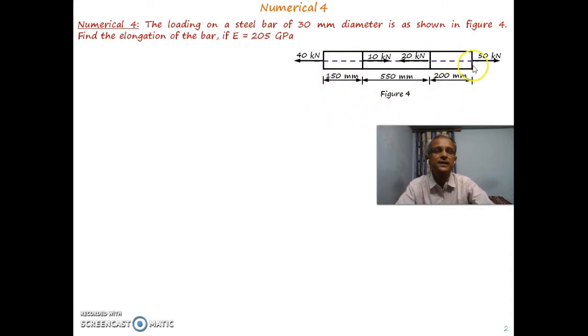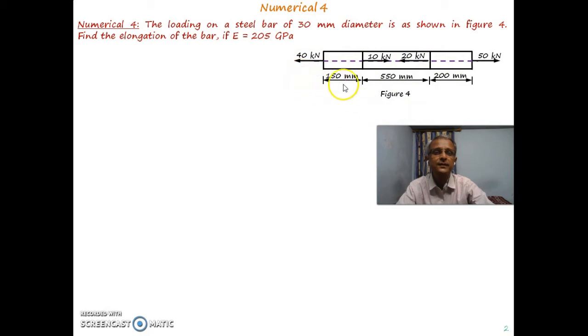What is changing in this diagram is that the force acting on the segment is different from point to point. But if we consider the equilibrium of this complete structure and apply summation of forces, it becomes 0. So this will be minus 40 plus 10 minus 20 plus 50, which gives summation of forces equal to 0. So the complete structure is in equilibrium.